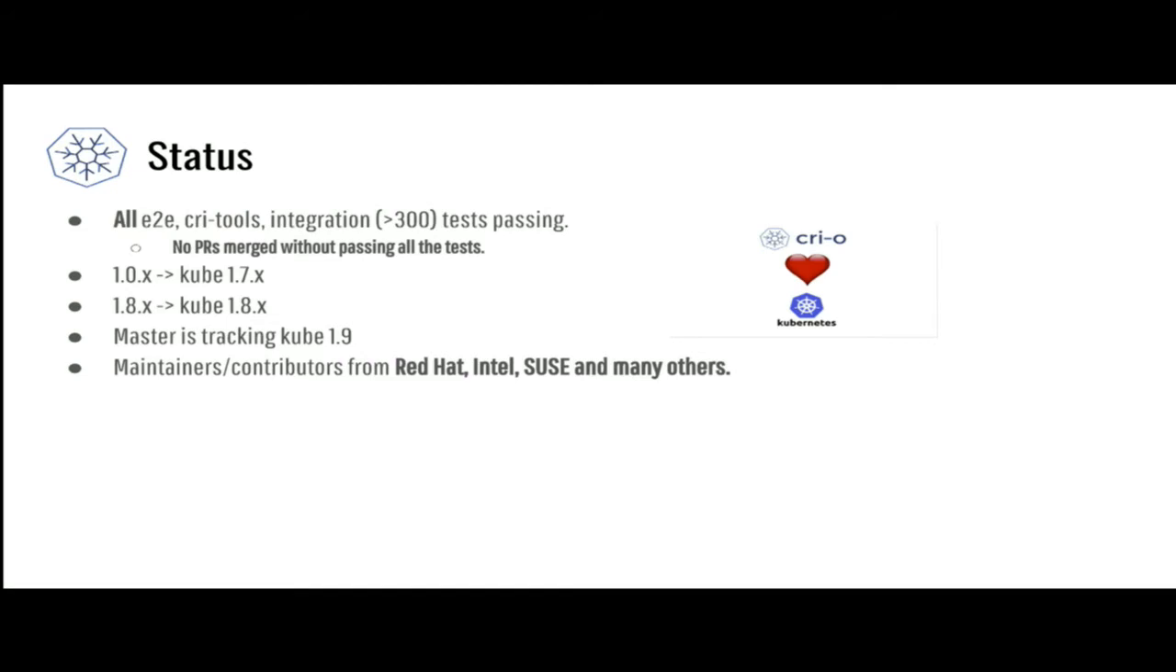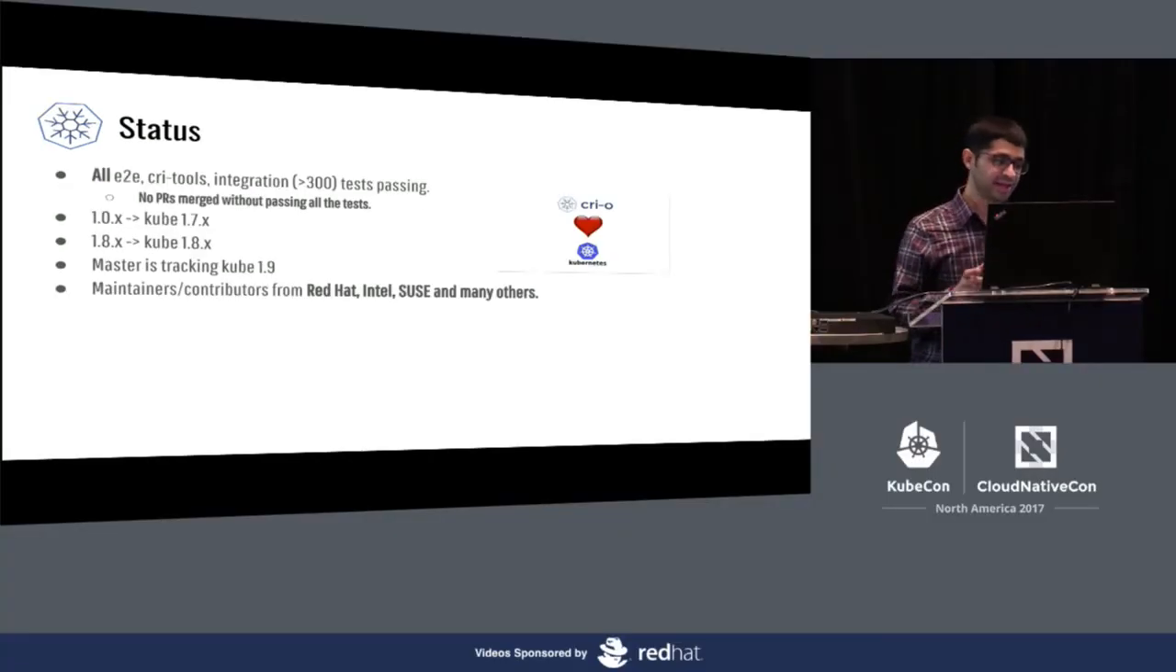We released 1.0 a few months back, and the supported version of Kube was 1.7. After that, we decided to make it easy. Since our only user is Kube, we just match Kube versions. So 1.8 of CRI-O supports Kube 1.8, and we just released 1.9 beta last week, and we are tracking Kube 1.9 releases. As soon as Kube 1.9 is out, I think we should be able to release CRI-O 1.9 within a week. We are passing all the tests for 1.9. And we have maintainers and contributors from Red Hat, Intel, SUSE, and many others.